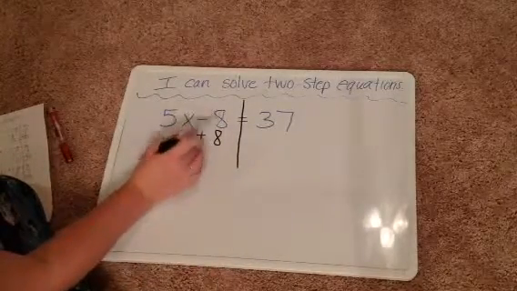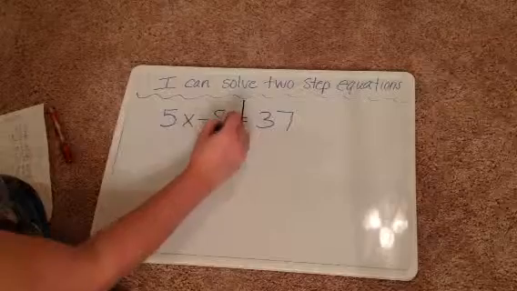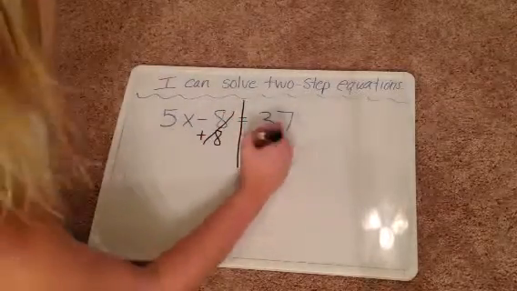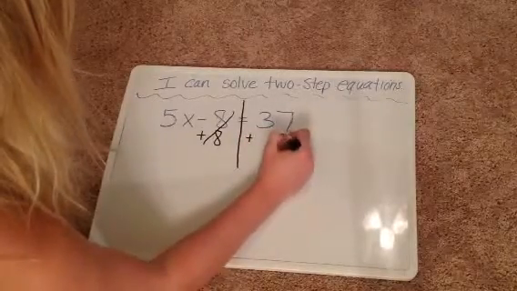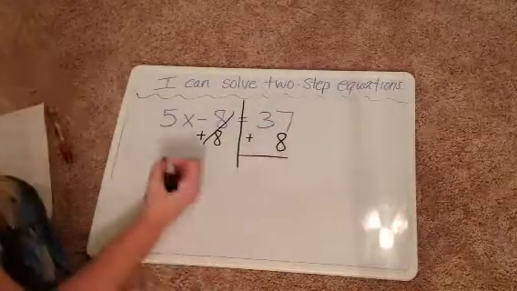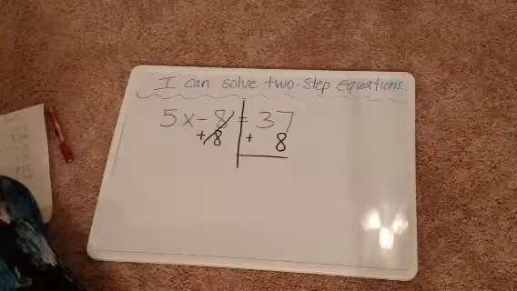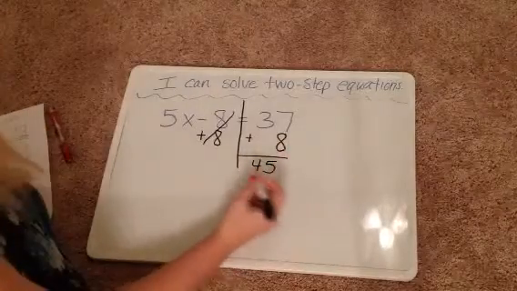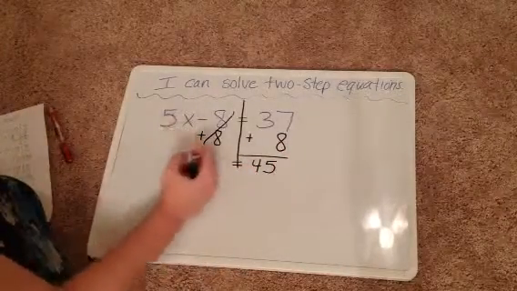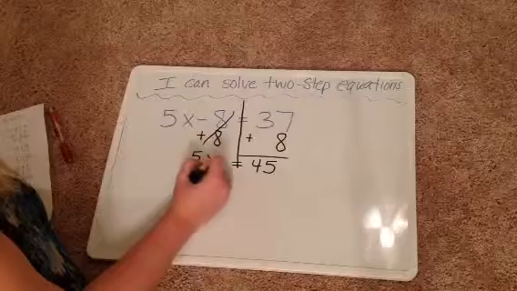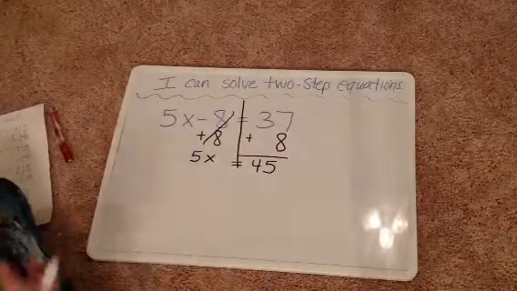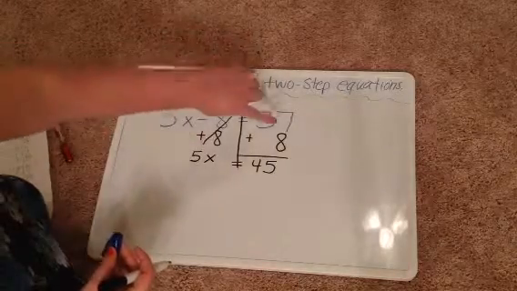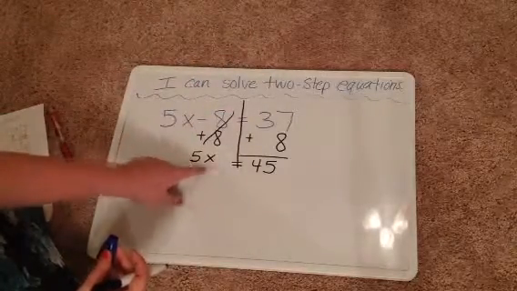And a minus 8 plus 8 is going to cancel out. And whatever I do on this side, I have to do over here. So I'm going to add 8 here as well. And when I add that, I'm going to get 45. And then I also still have my 5. So my first step is completed. I took out the subtraction part by adding on both sides. So now I'm left with 5x equals 45.